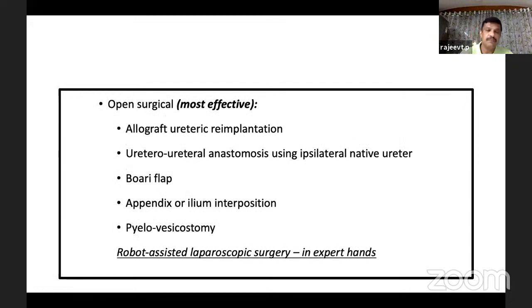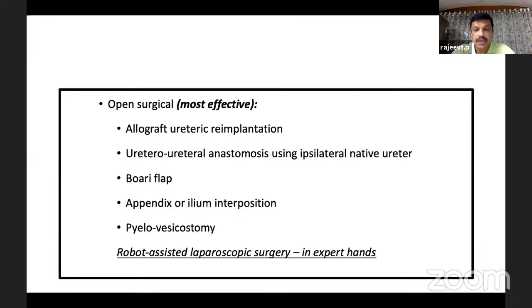Open surgical management is the most effective one. Basically, it is allograft ureteric reimplantation, as I have already cited earlier. One may have to go for a ureteroureteral anastomosis using the ipsilateral native ureter. If required, one has to use a Boari flap. Sometimes appendix or ileum interposition may be required, and pyelovesicostomy.